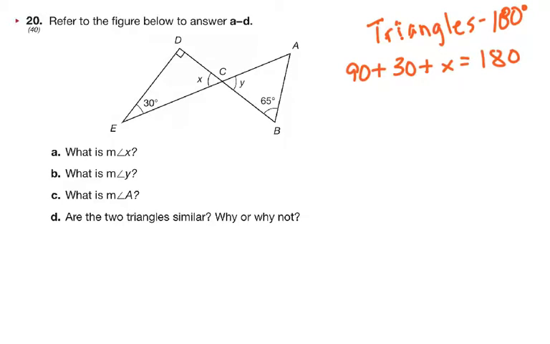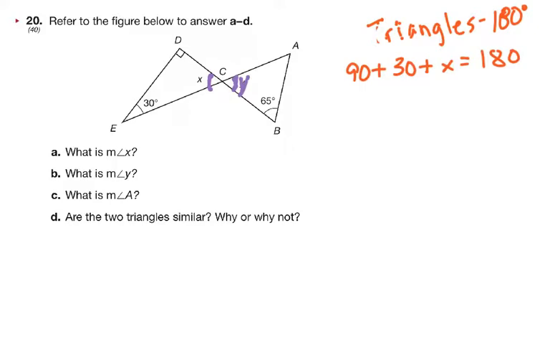All right, let's look at y. What is the measure of angle y? Well, y is right here in the middle. And we know that y and x are right there across from each other like that. And so that means y is going to be the same as x. So what you got for x, you're going to write for y.